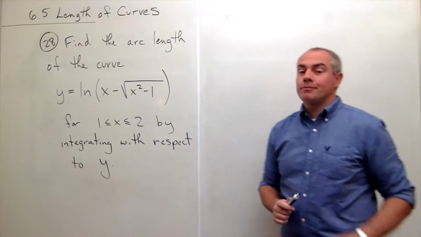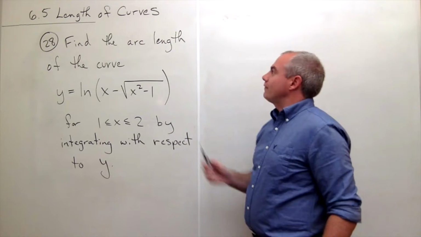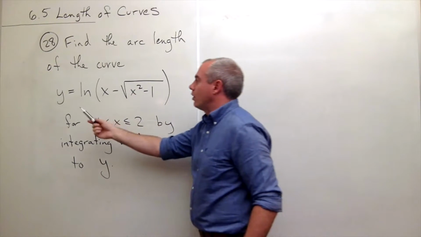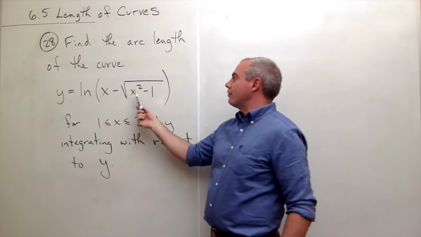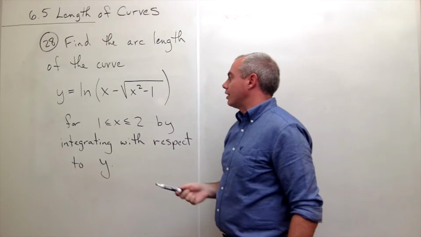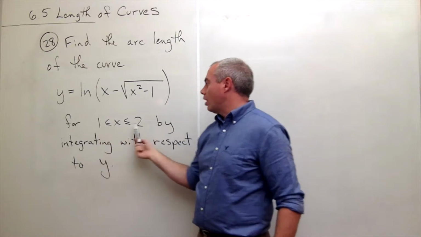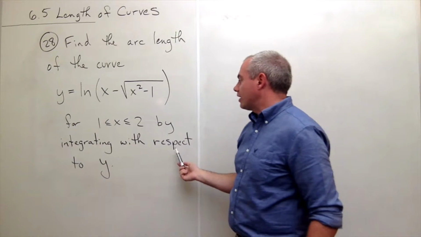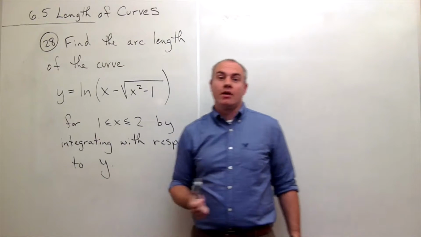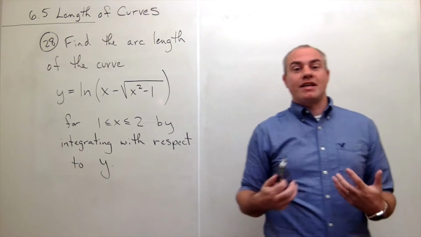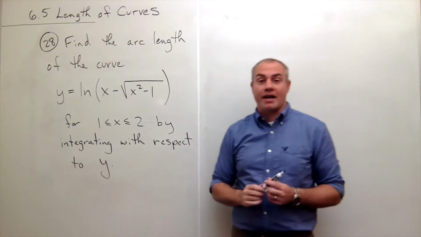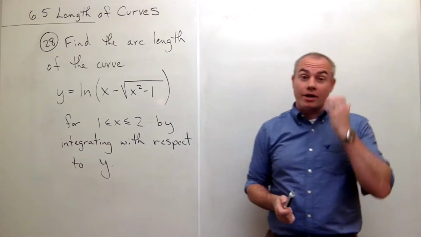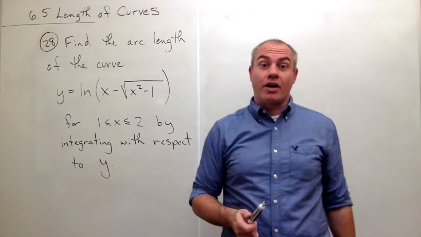Alright, in problem number 28, we want to find the arc length of the curve y equals ln of x minus the square root of x squared minus 1 for x's between 1 and 2 by integrating with respect to y. As this is set up, it looks like we should integrate with respect to x, but I think we'll find very quickly that that's not very nice.